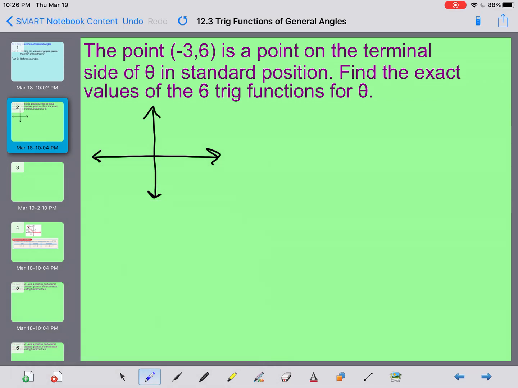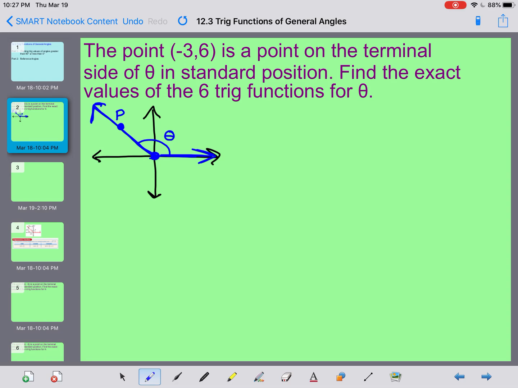Okay, so we have a terminal side of theta. So our initial side is here. And then -3, 6 would be about here. That's the point -3, 6. I'm just going to label it with a P because that's our given point. And that's on the terminal side, right? So here's our terminal side of the angle. Theta would be this angle here, right? We don't know how many degrees theta is, but we know that that is theta.